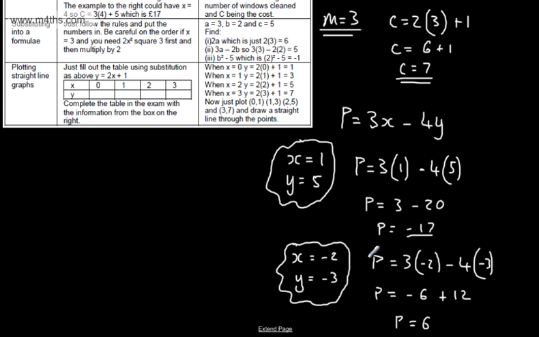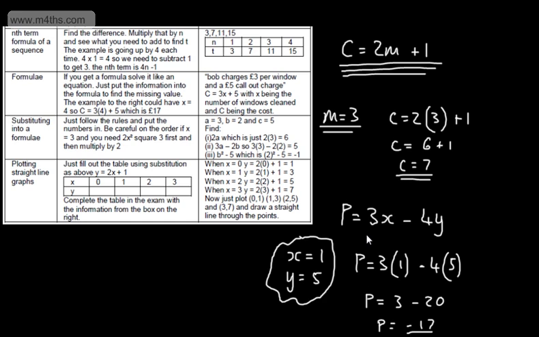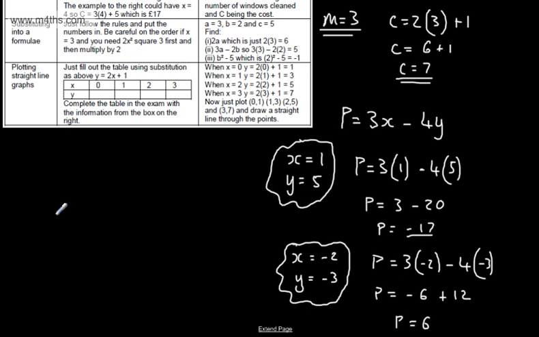P in this case would be 6. So this is simply substituting into a formula. Be careful with some of them. Let's just do a couple more.